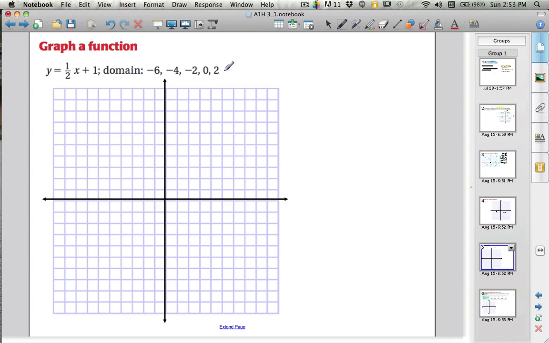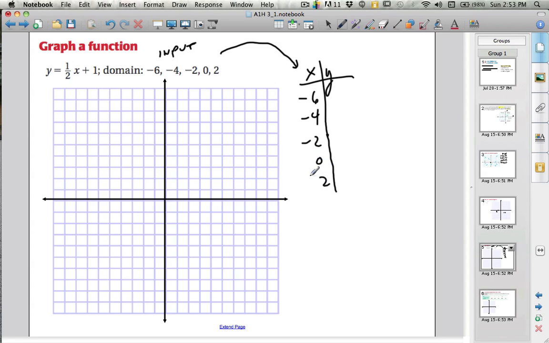Now, if I want to graph a function, in this case, they're giving me a specific domain, and we're going to work on expanding on this as we continue through the chapter. What they're telling me is I'm going to use all these different inputs. The domain is the collection of all the input values, which are the values of the independent variable, denoted by x. So I'm going to take negative 6, negative 4, negative 2, 0, and 2.